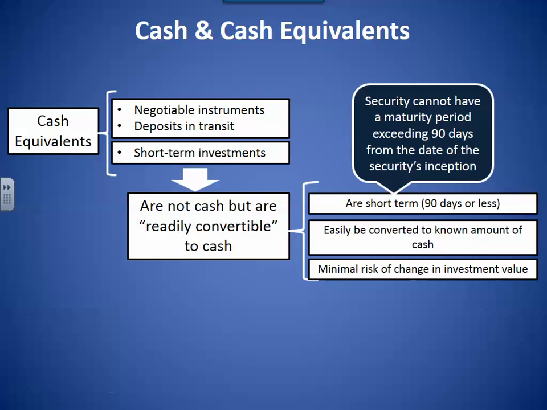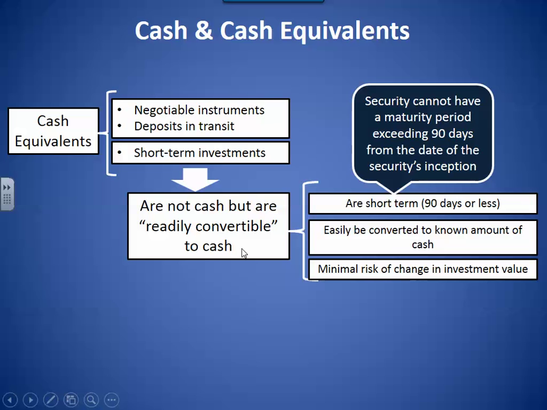Now, we're going to revisit cash equivalents just for a minute because we will still want to talk about what I mentioned earlier, short-term investments. Again, cash equivalents, as I showed them in our first slide, were negotiable instruments and deposits in transit. Cash equivalents also includes a category called short-term investments. And these short-term investments can be considered cash equivalents even if they're not cash, but they are readily convertible to cash. That means they can be converted literally right away to cash.